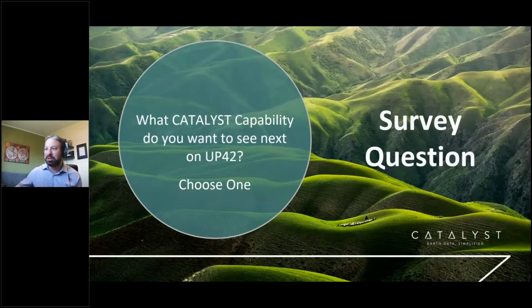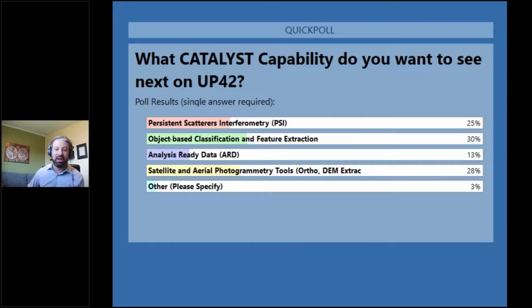All right, so let's share those results with everyone. We have a slight majority of people who want to see our object-based classification workflows and feature extraction workflows added to UP42, about 30%. 25% would really like to see our persistent scatterers interferometry, our PSI workflow, which we just recently launched in general. 13% is analysis-ready data, and a large number of you would like to see satellite and aerial photogrammetry tools such as our ortho DEM extraction. So we really appreciate this feedback, and we'll certainly provide this to our products team so that we can provide the audience what they want.